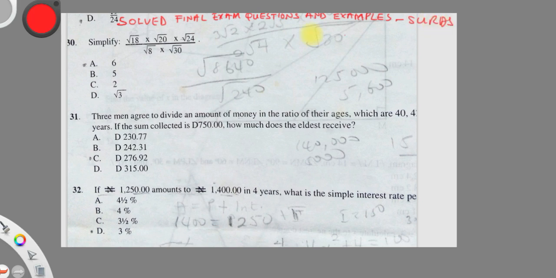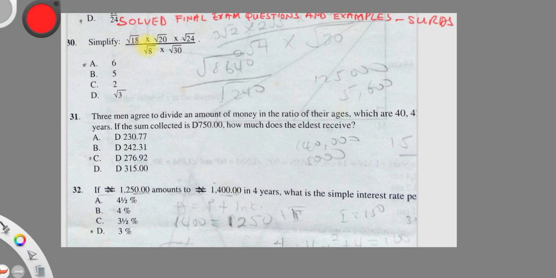Surds. Okay. So this is another objective question we are asked. We are asked to simplify. Okay. So as usual, this is a fractional surd, and as we said, we have to simplify. You have to look at each of the surds. You have to look for the highest perfect square which is a factor of 18, the square root of 18.